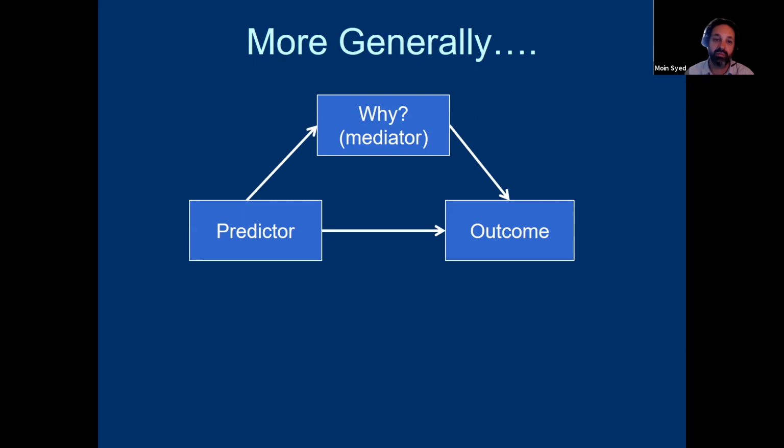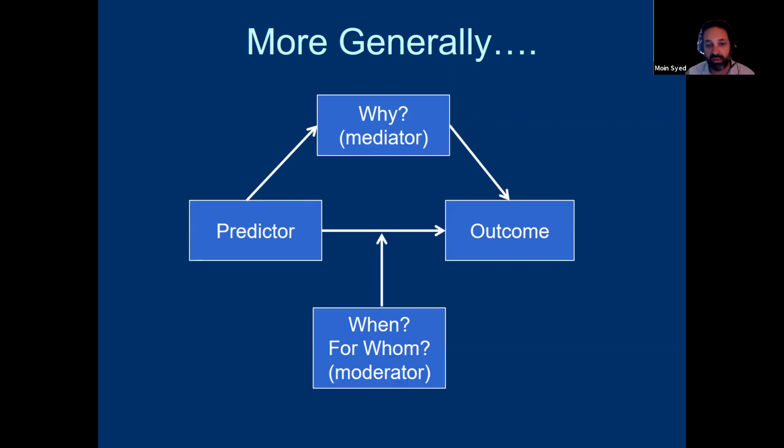Alternatively, we can have questions of when or for whom, which are moderator questions. Under what conditions do we see this association change, go away, get stronger, whatever? These explanatory mixed methods designs are particularly useful for identifying potential mediators and moderators. You do your quantitative study with your predictor-outcome association, and then follow that up with the qualitative component, which can help you identify which mediators and moderators you might want to pursue in a further follow-up study.